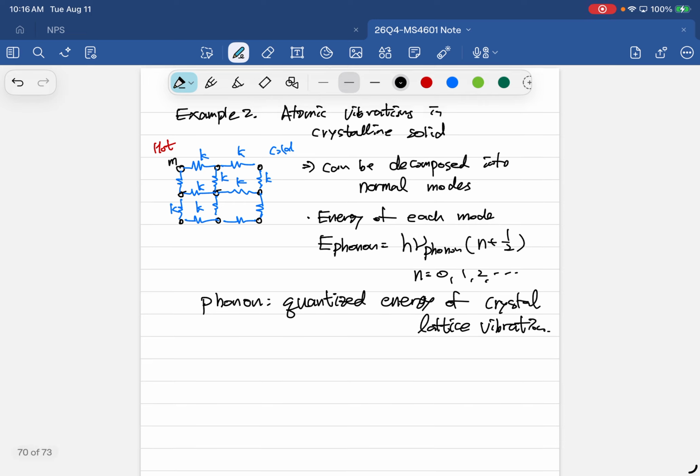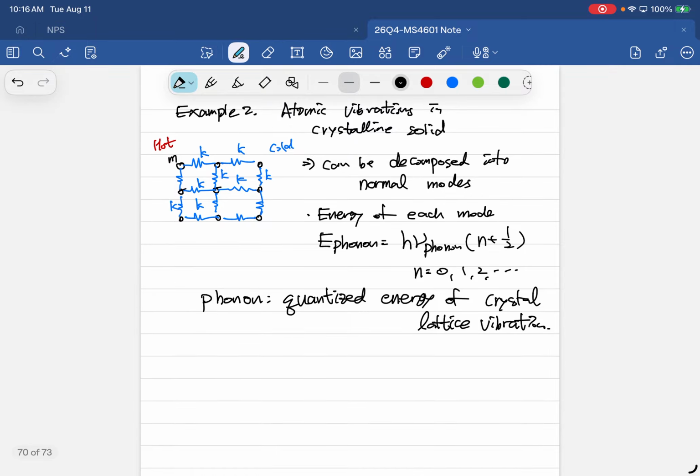Again, in this case, because of this spring-mass system, you can think of this as a harmonic oscillator, and that is why the energy of a phonon or atomic vibration can be described as a harmonic oscillator, the equation we got. So these are the examples we can talk about for the harmonic oscillator.